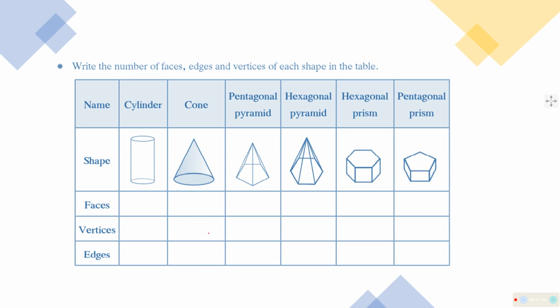There is one question in your textbook regarding this, writing the faces, vertices and edges. Only one question is this, so I am not solving it because you will not get a chance to apply your common sense to answer it. Cylinder, cone, pentagonal pyramid, as I told you, 5-sided, hexagonal pyramid, which is 6-sided, hexagonal prism, very good. Here the top and bottom are of the same size and shape, so it became a prism. Here there is an apex, so it is a pyramid. Pentagonal prism means both top and bottom are pentagons. A pentagon is a regular figure having 5 sides.